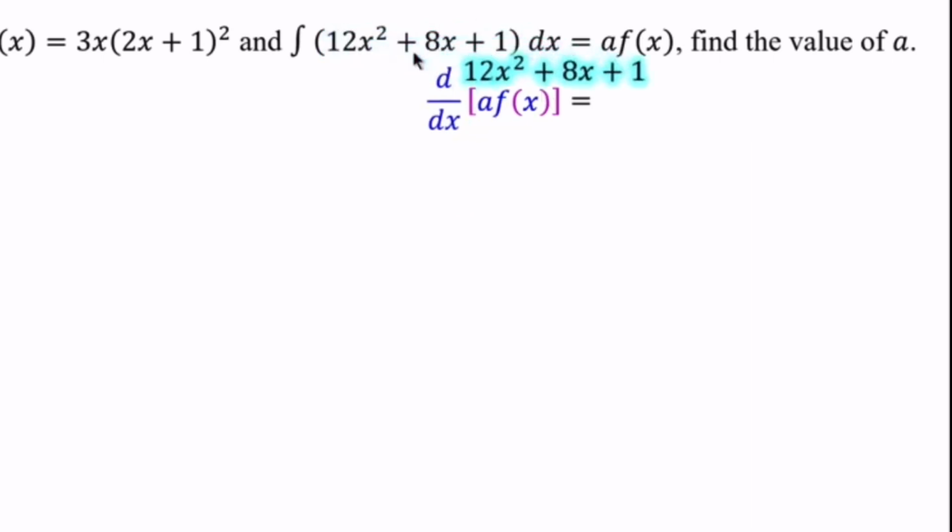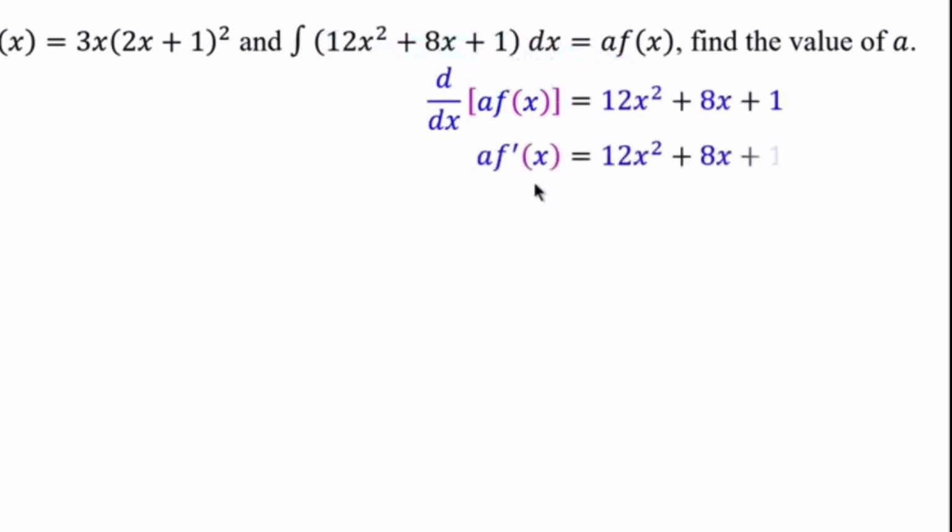So 12x squared plus 8x plus 1 is dy dx. Got it? So we differentiate y, which is a times f(x), and we get dy dx. That means a times f prime x will be equal to this. This is dy dx, it's just that it comes with a constant. So now we need to differentiate f(x), right? We are given f(x). Now the a we can put aside first.